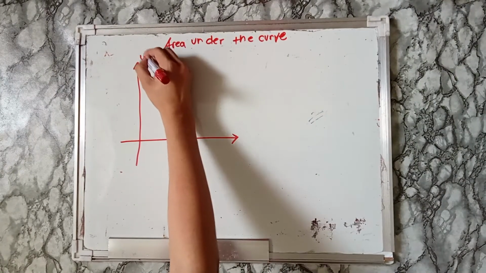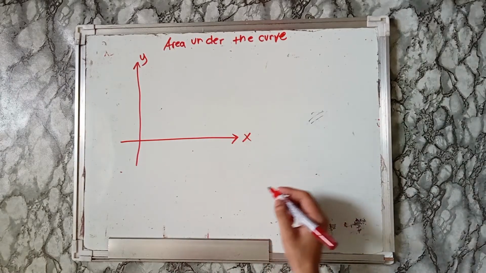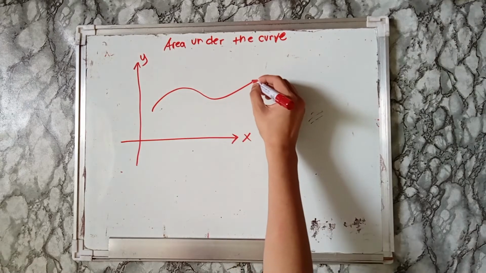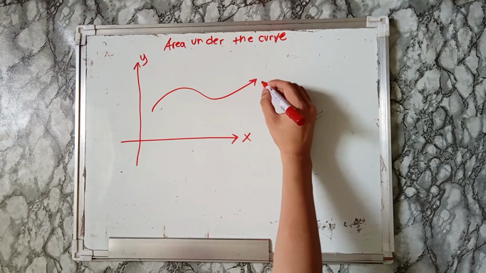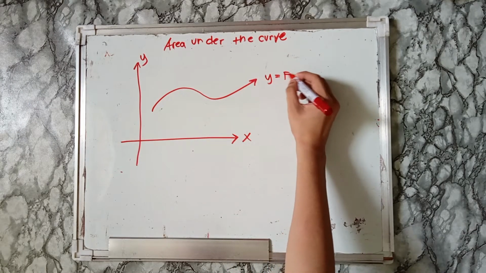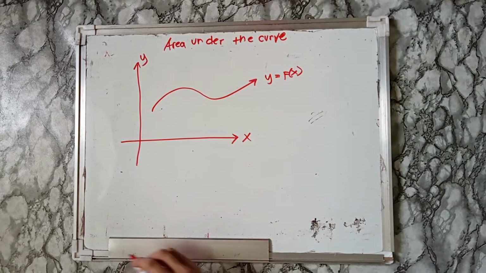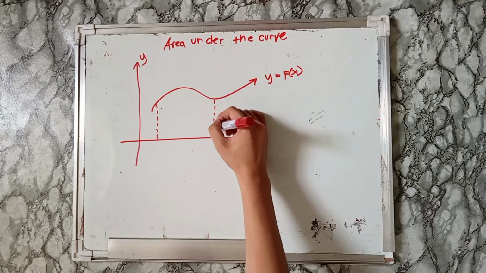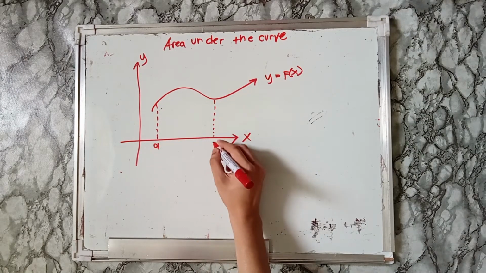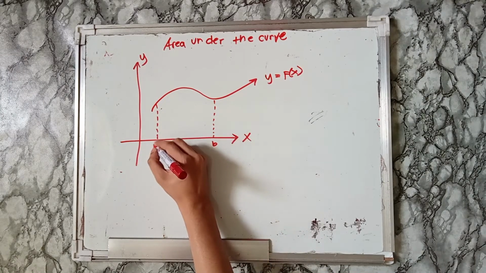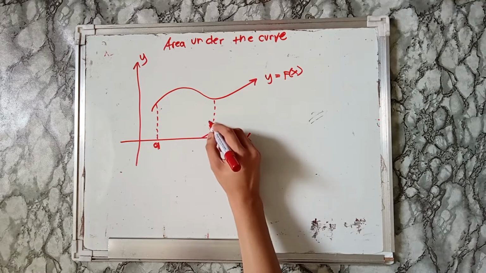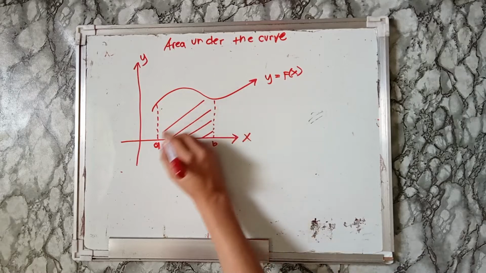So this is our y and x, and we have a line, something like this. Let's label this as y is equal to f of x. And let's put a and b here as points. And our area of interest is here.